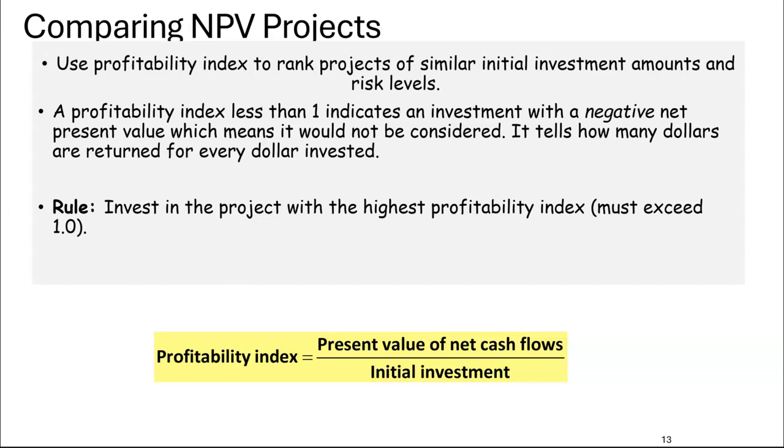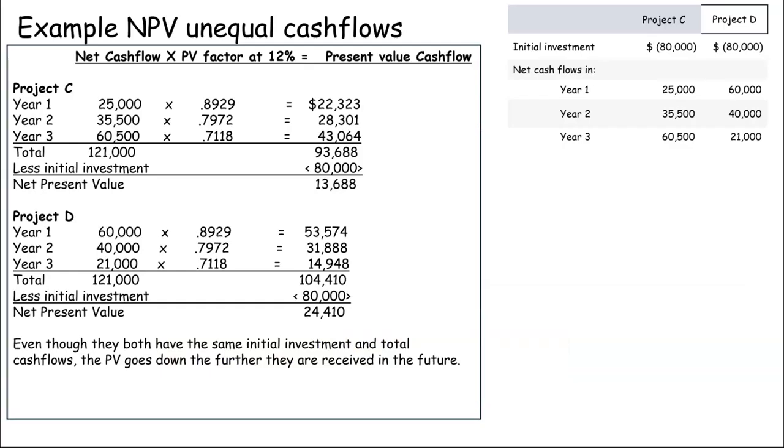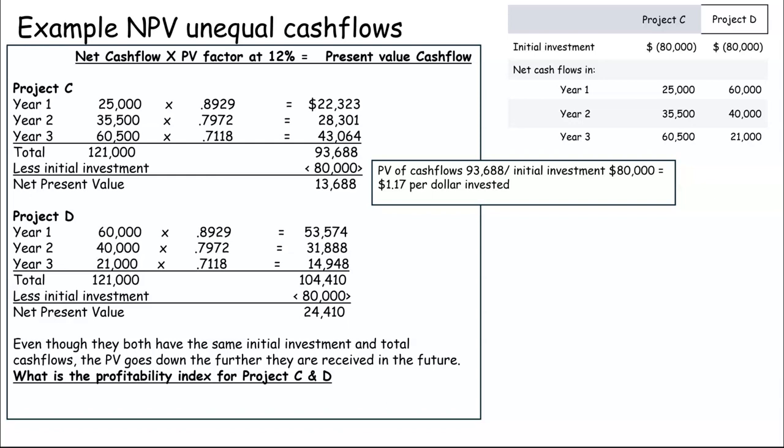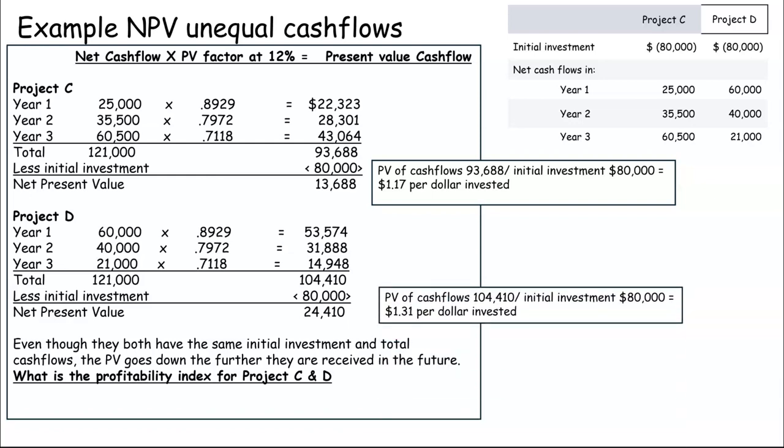Now, comparing net present value, there's something they call the profitability index. What this does is tell us how much of every dollar invested we're going to get back. So let's take a look at project C and D again. And here's the profitability index for project C. And for project D, obviously it's more. It's $1.31 per dollar invested. So we would definitely want to go with project D.